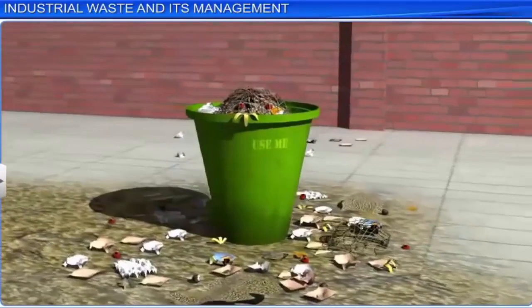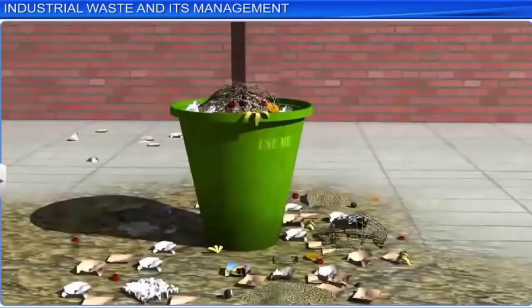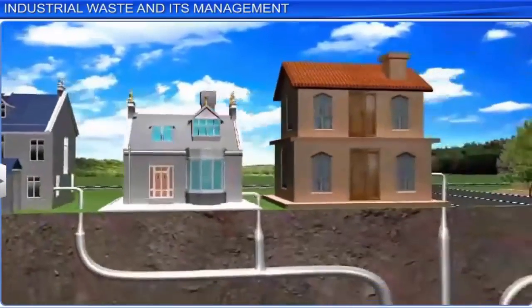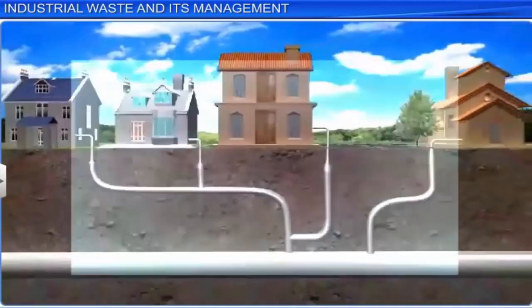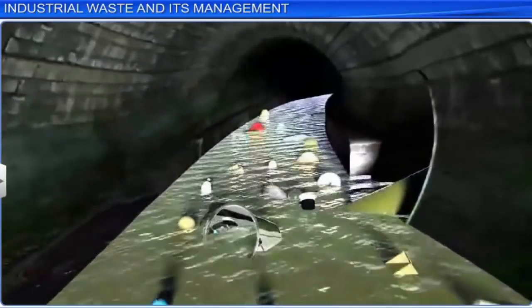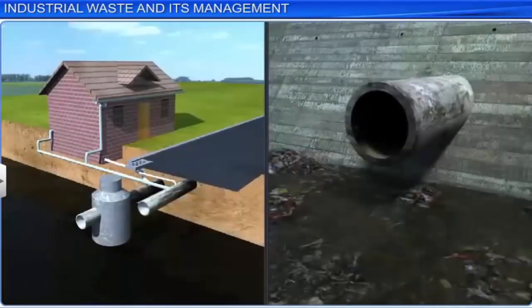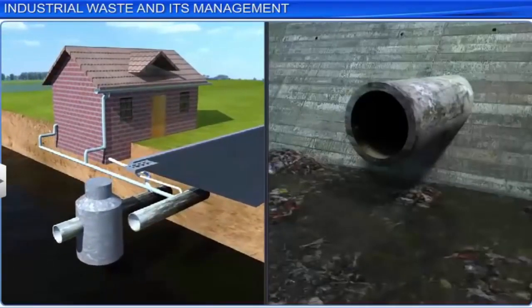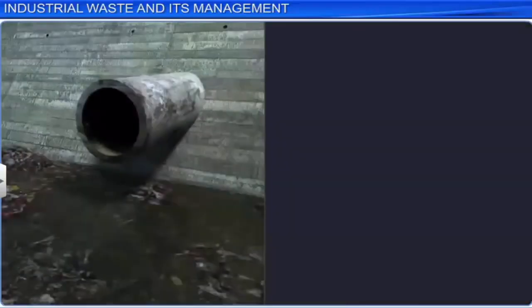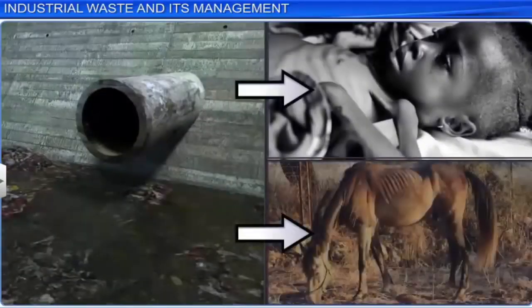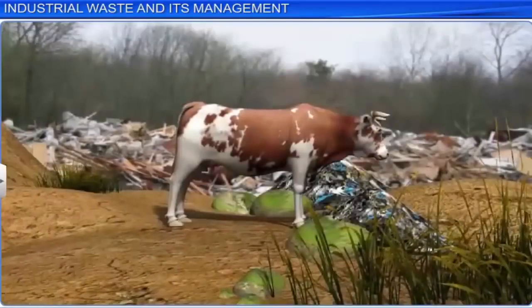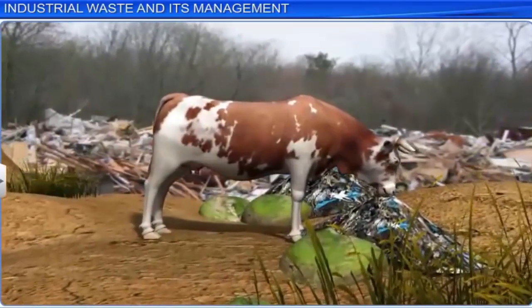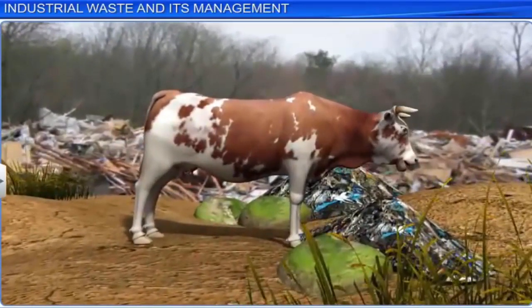If the waste is not properly collected in garbage bins, it can get into the sewers and cause choking. It can mix with groundwater, contaminating it and leading to health problems in humans and animals. Worse, it can cause death if consumed by animals.